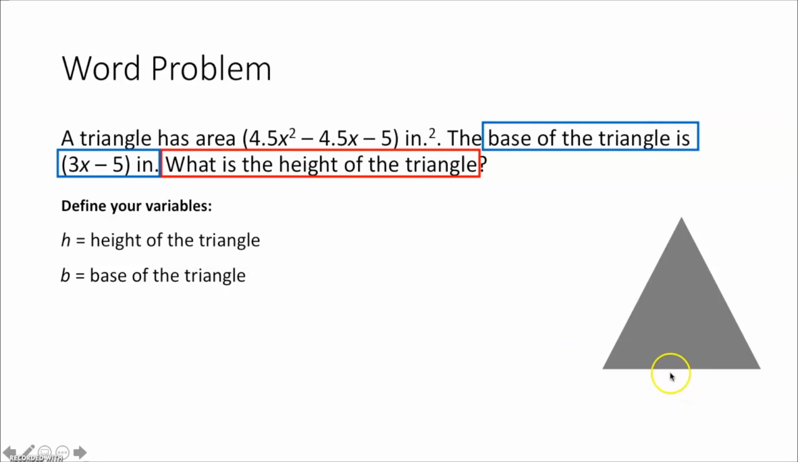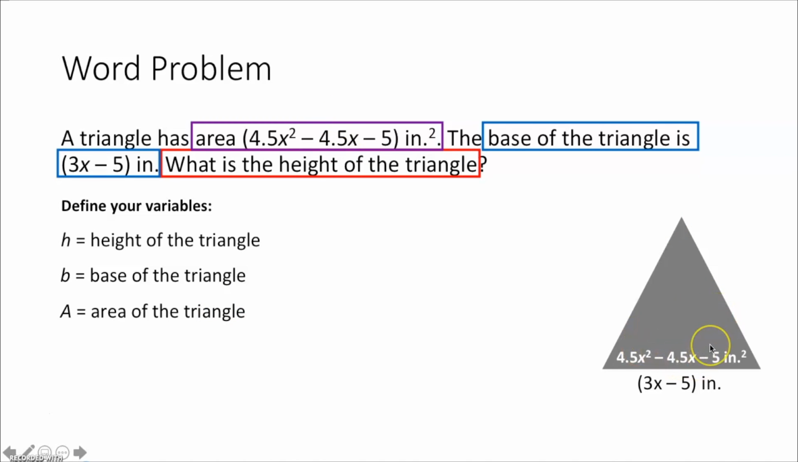And then over here on our triangle that we're drawing, because it always helps to have a figure, we're going to put 3x minus 5 inches. Does it give us anything else? Yeah, it says the triangle has an area of 4.5x squared minus 4.5x minus 5 inches squared. So we'll say a is equal to the area of the triangle, and then we'll throw that in the triangle so that we know that's the area. Cool. We have defined all of our variables, so we now can create our equation.